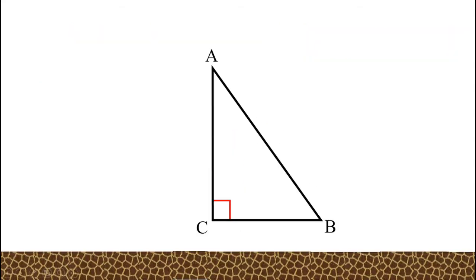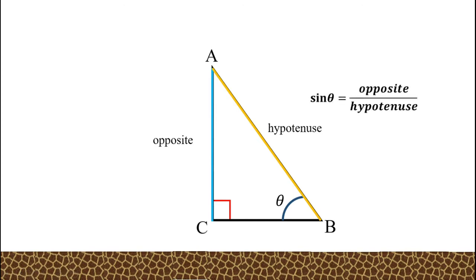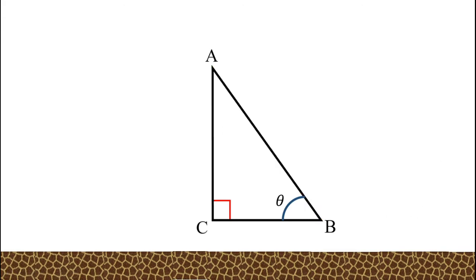Now let's try to identify what is the opposite and the adjacent of an angle in standard position. For example, in this triangle, the theta in standard position is here. The side opposite to it is your opposite side, and the side opposite to your right angle is your hypotenuse. So the sine of this angle is equal to the length of the opposite side over the length of your hypotenuse.